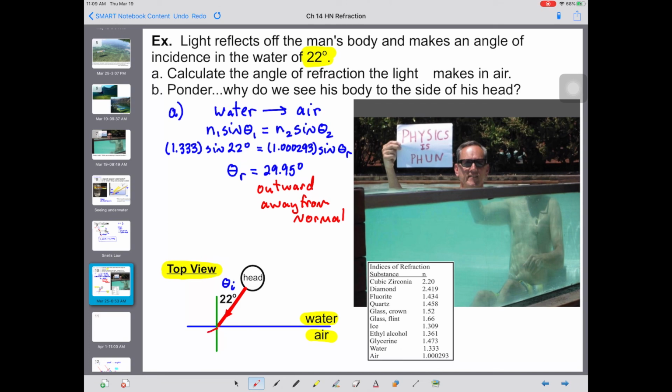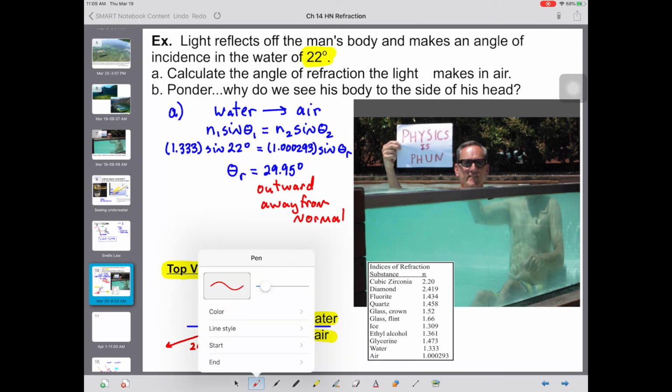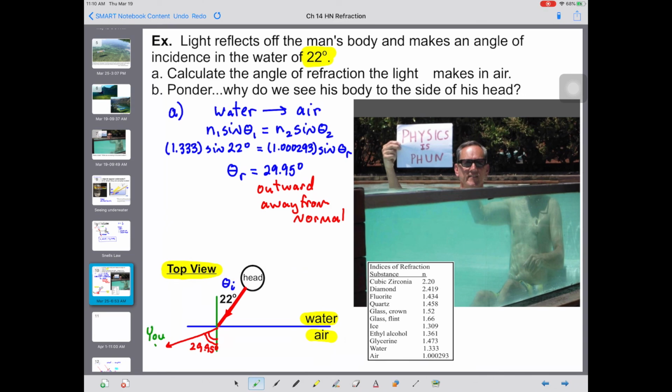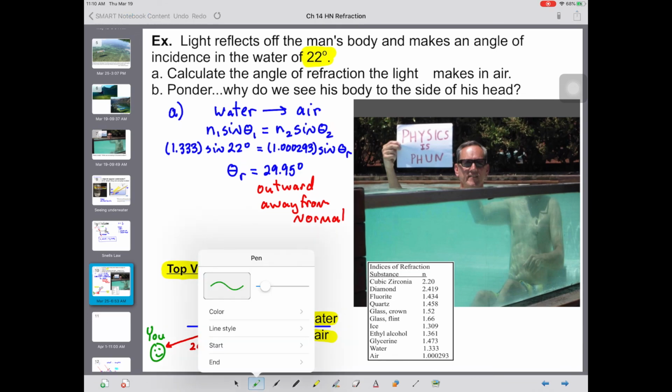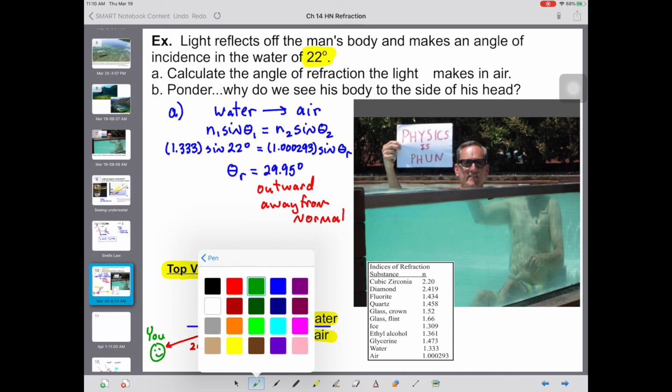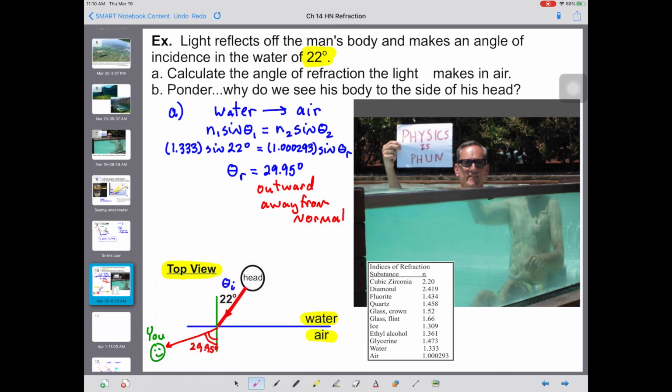So then if I draw that on our diagram at the bottom, I need to go to a bigger angle. So I'm going to draw the refracted ray over here so that this angle right there, that's the 29.95 degrees. Now, why do you see the man where you do in the water? I'm going to put this all in green. That light would have to go into your eyes. So this is you, and that light's going into your eyes. When it goes into your eyes, your mind follows it straight back.